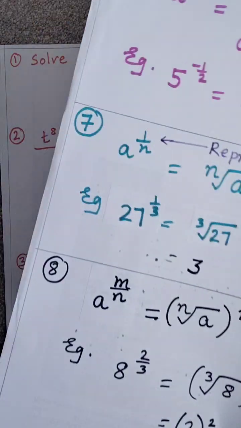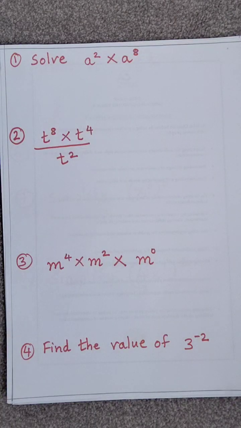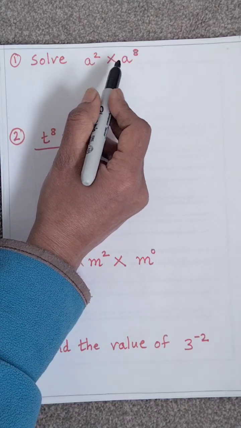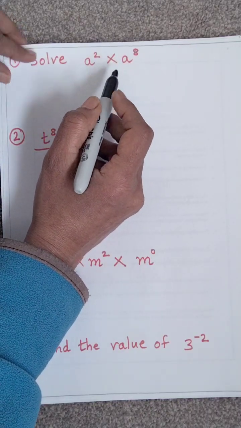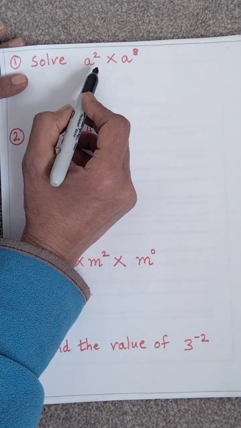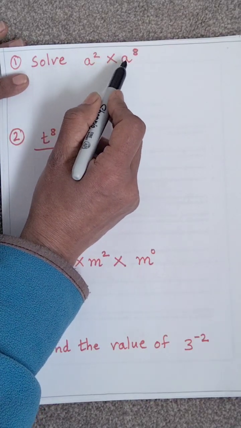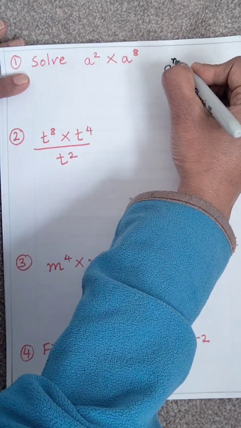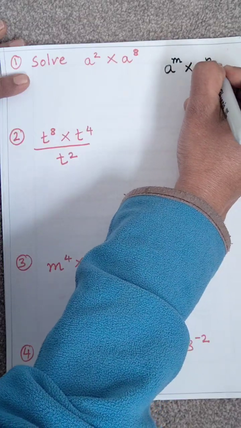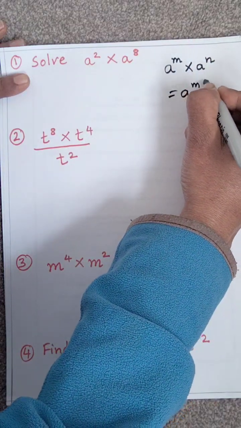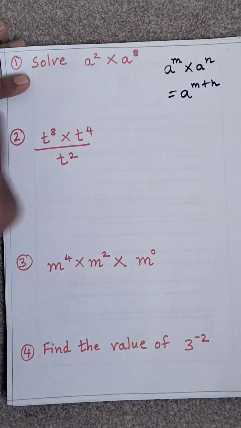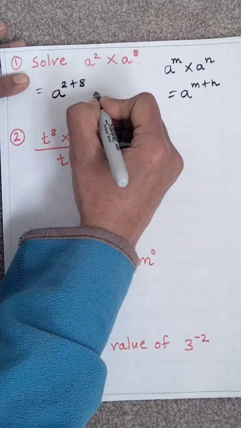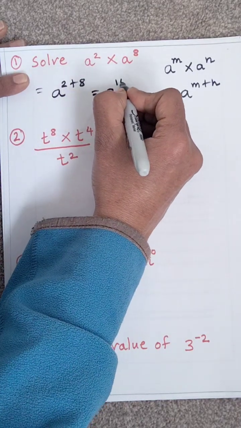Now let us solve examples. First one, solve a raised to 2 times a raised to 8. Which law? The first one. It is the multiplication law. A raised to m times a raised to n is equal to a raised to m plus n. So we use this law. So it's equal to a raised to 2 plus 8, which is a raised to 10. That is the answer.